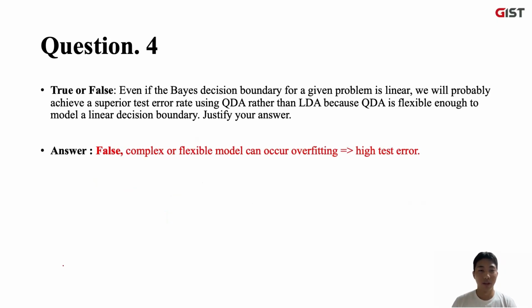Now we arrive at our final question, which is a true or false statement. The question asks, even if the Bayes decision boundary is linear, will QDA likely achieve a superior test error rate than LDA because of its flexibility? The answer, as shown on the slide, is false. This might seem counterintuitive at first.